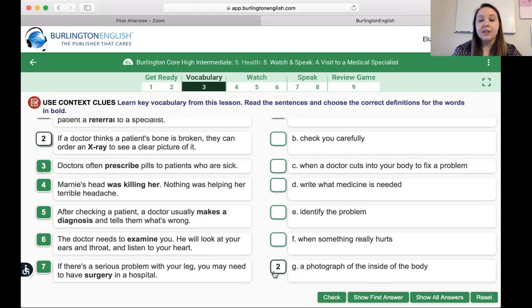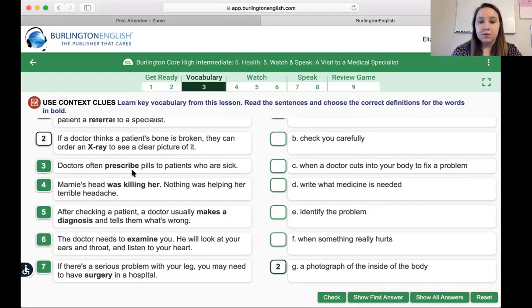Good, it is G, a photograph of the inside of the body. Okay, pause the video here, take a few minutes, and I want you to match the last 5 sentences with the definitions of the bold word. So pause the video and match 3, 4, 5, 6, and 7. All right, if you need more time, you can pause the video again, but let's go over the answers.